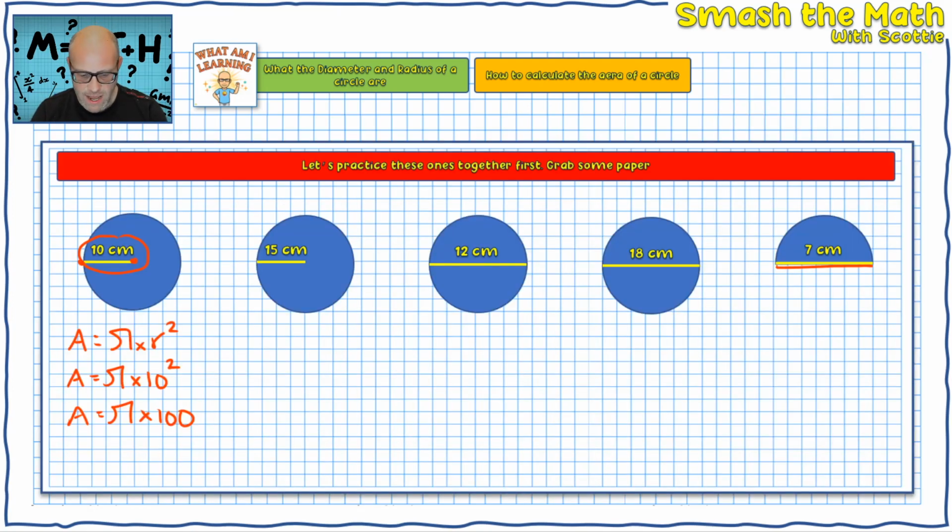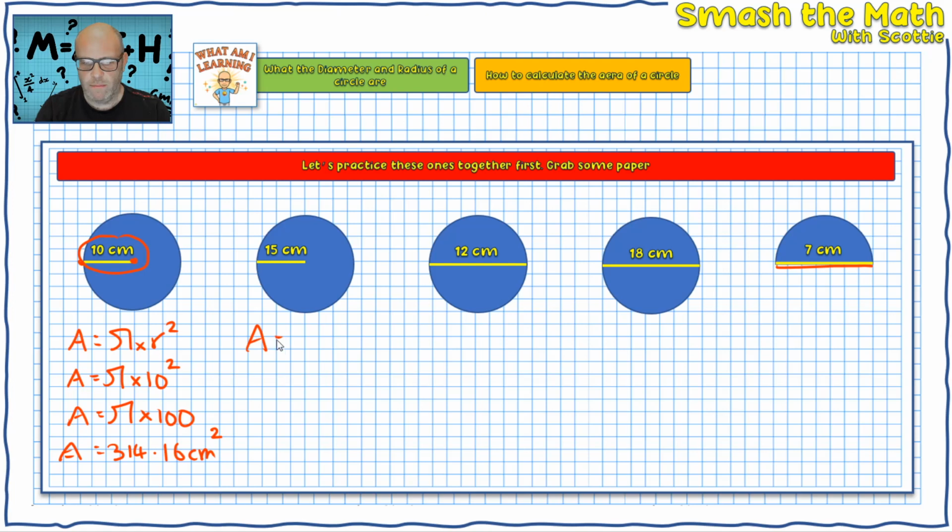So let's press that. And so my answer, the area, to 2 decimal places, I'm going to round it to 2 decimal places, 314.16 centimetres in this case, squared. Okay? So the area of that circle is that. Let's take a look at the next example.